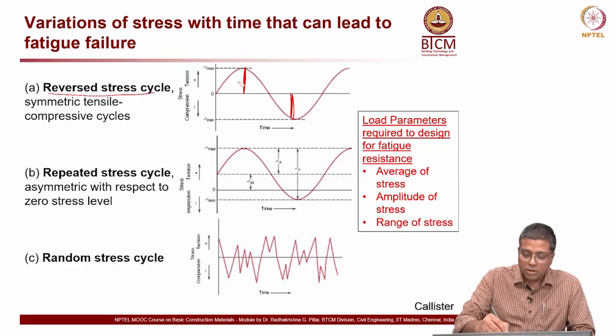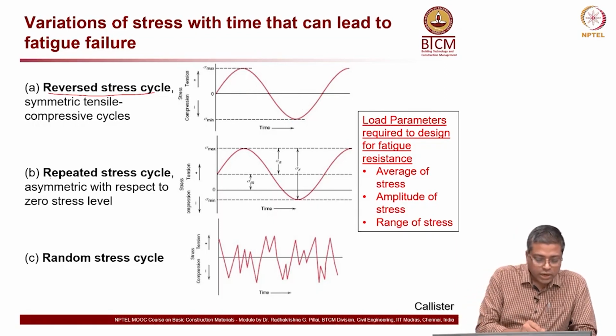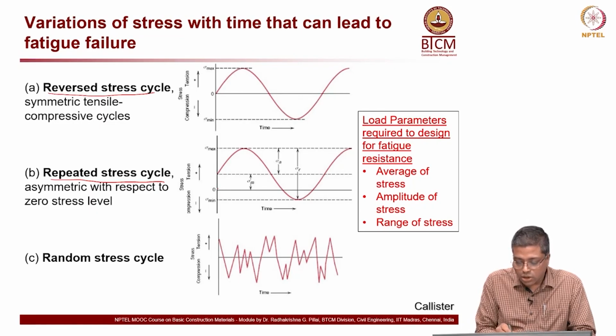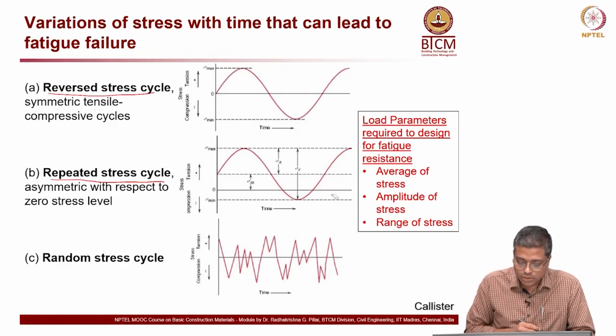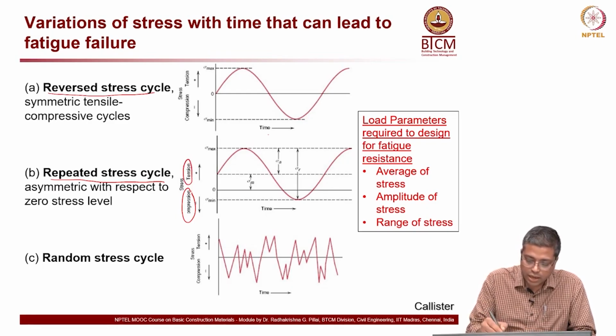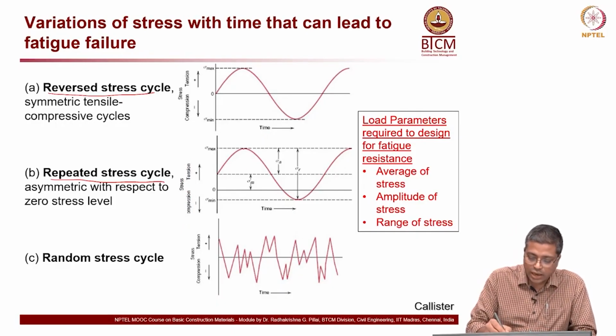Okay. Now, for the next case, the repeated stress cycle, here it is not necessarily symmetric like the above case. You can see the center line of the graph, or the zero stress line, is here, and then you have compression here and tension. So, you have more tension in this particular case than compression. So, that is another case.